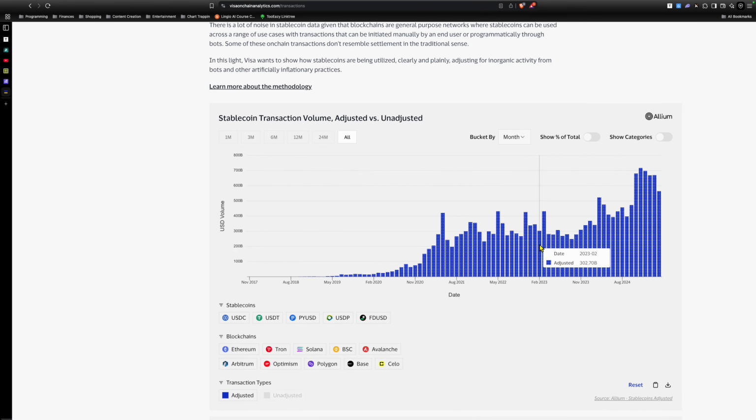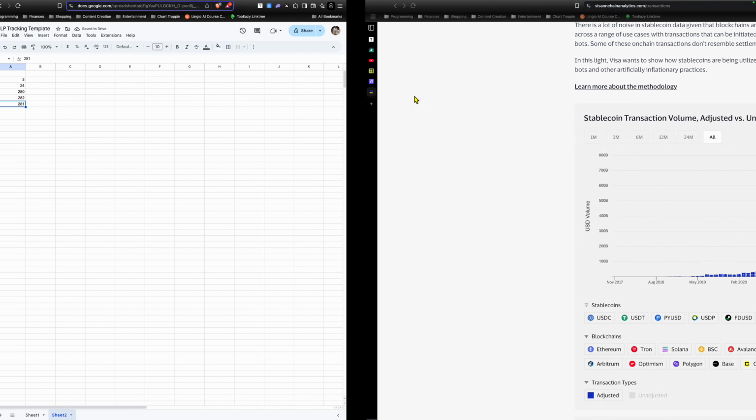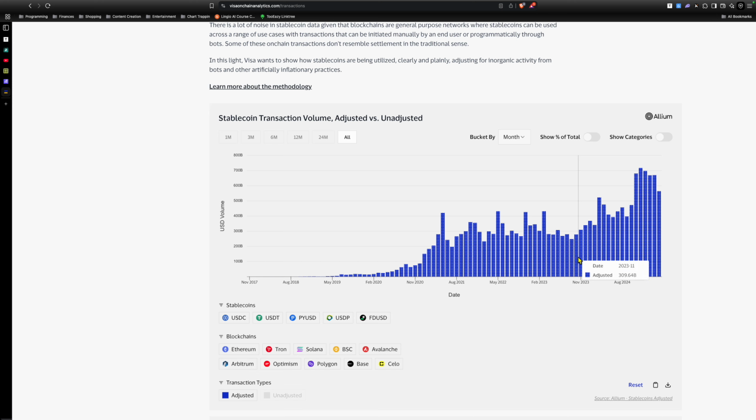2023, it went up to 281, remaining stable, which is great. Stablecoin transaction volume staying stable. That's what you want to see, because stability means trust. The longer that the market stays stable, the more people trust it. The more people trust it, the more money that leaves the Web 2 society and comes over to the Web 3 society.